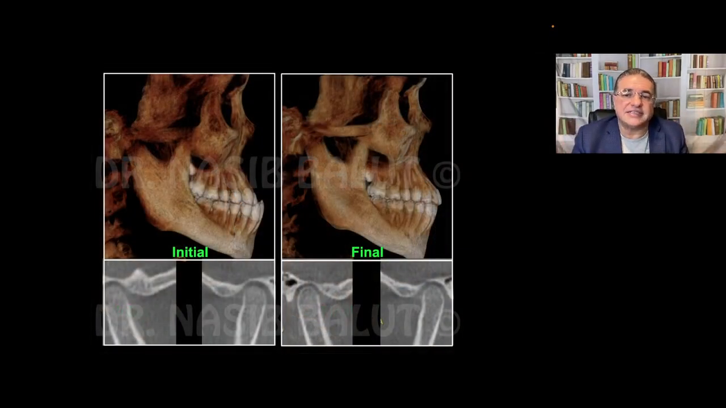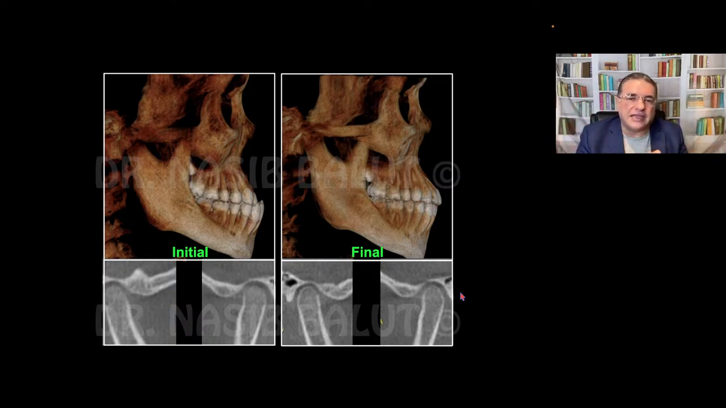And let's see the CBCTs at the initial and final. As you can see, I didn't finish with a big pro-inclination compromising the cortical bone. We didn't retrocline the lower anteriors that much, so we didn't compromise the cortical bone either. And here is the TMJ at the beginning and at the end. The patient didn't have any symptoms at the beginning, so we kept the relation.